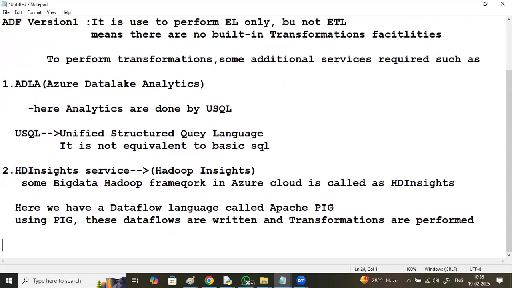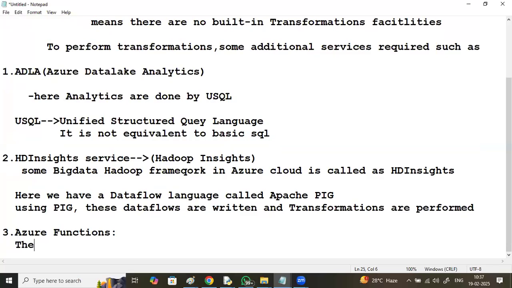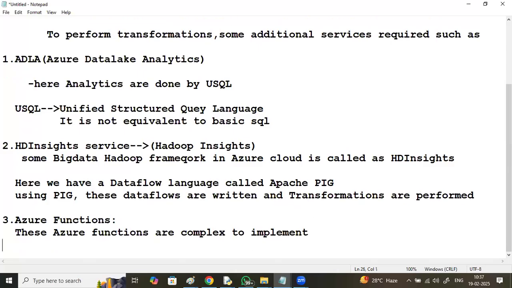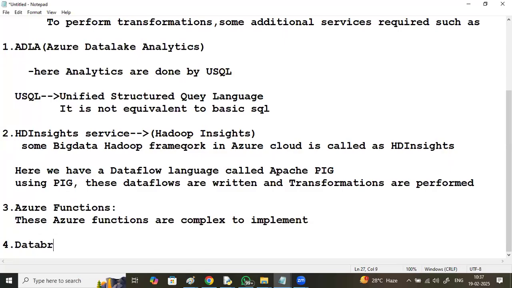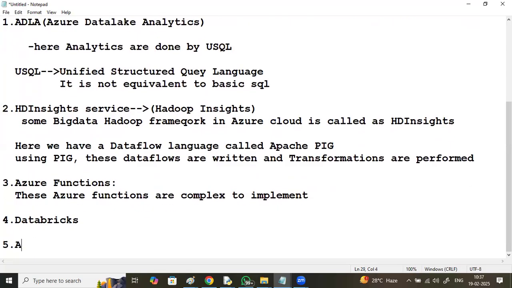And you need to have knowledge about one more, like Azure Functions. These Azure Functions are very complex to implement. And apart from this, you should also know about Databricks and stored procedures.